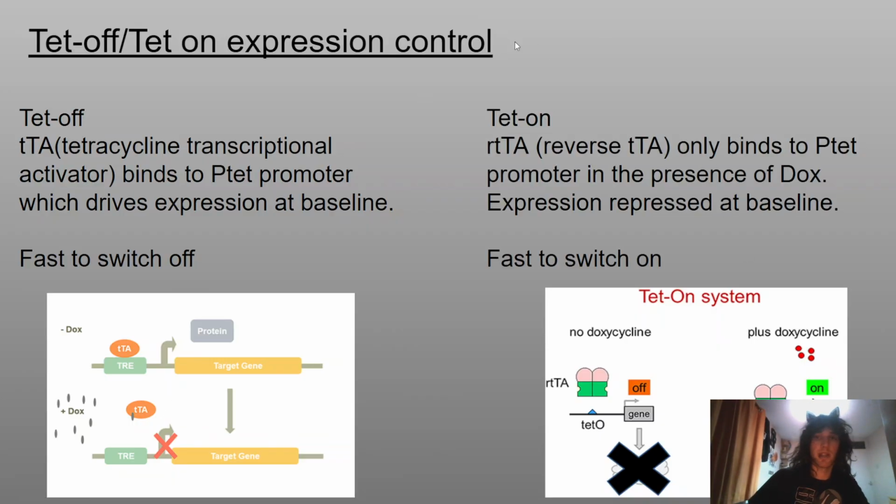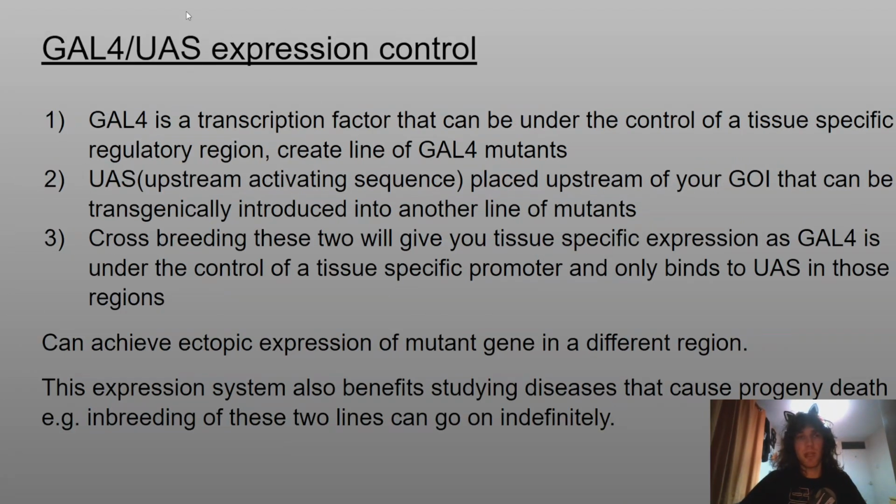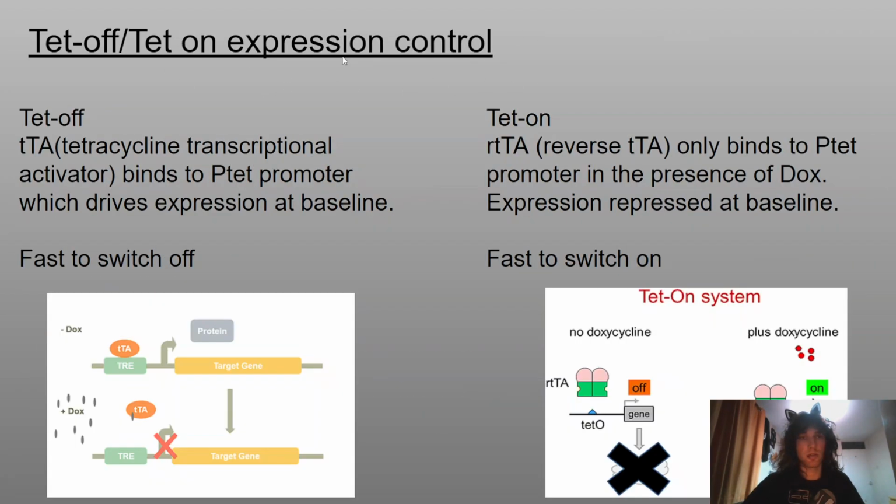And then the opposite is TET-on, where it's reverse TTA, right? At baseline, expression is repressed. At baseline, there is no expression until doxycycline, which again, tetracycline analog, is introduced, where transcription of your gene of interest occurs. And again, this is fast to switch on, this is fast to switch off. Choose whichever one you want, depending on your experiment. Then we have GAL4/UAS, so binary control, which is sort of similar to this, I'll show.